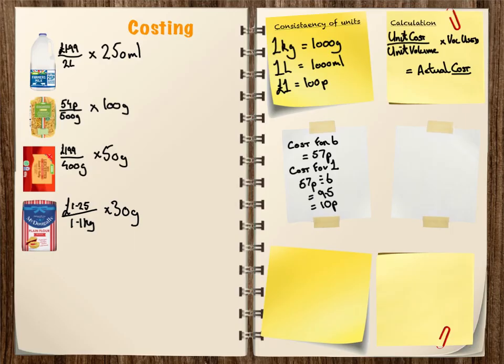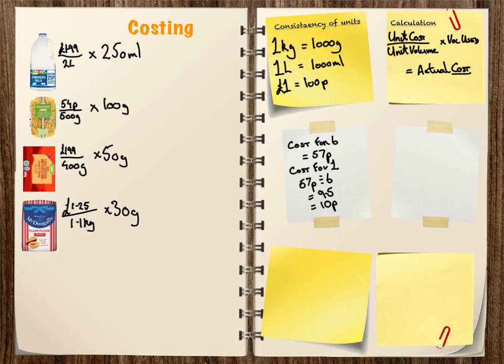Now the next recipe, we are making macaroni cheese. The milk costs £1.99 for 2 litres, and we're going to use 250 millilitres. The pasta costs 4.54 pence for 500 grams. We're going to use 100 grams. The cheese costs £1.99 for 400 grams, and we're going to use 50 grams. And the flour costs £1.25 for 1.1 kilograms.